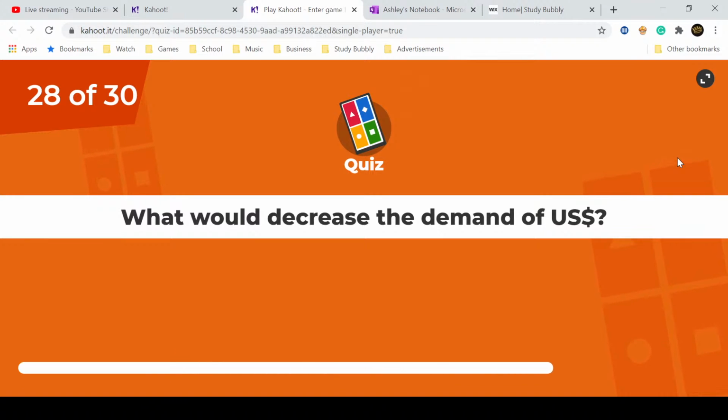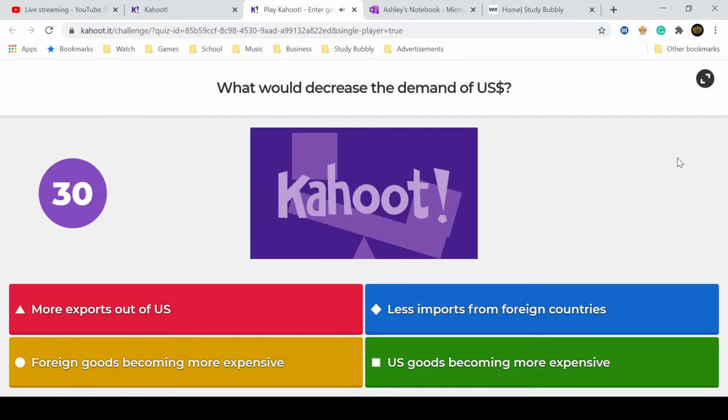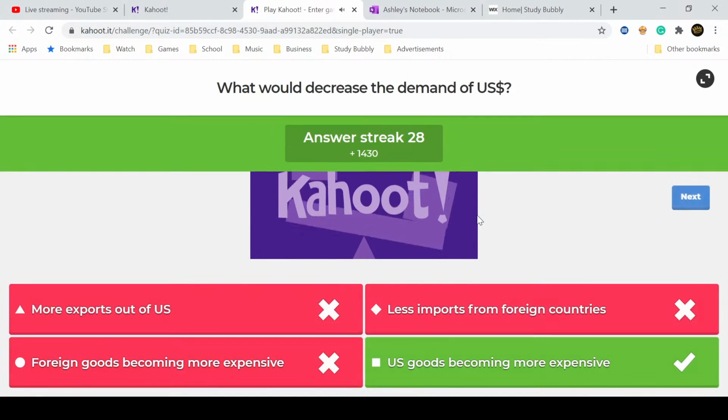What would decrease the demand of the US dollar? Basically, if US goods become more expensive, fewer people are going to want to invest in US goods because they're too expensive. They would go to foreign sources for goods and services. And more exports increases demand. Fewer imports means you're exporting more, increased demand. And if foreign goods become more expensive, then you would go to the US, so increased demand.